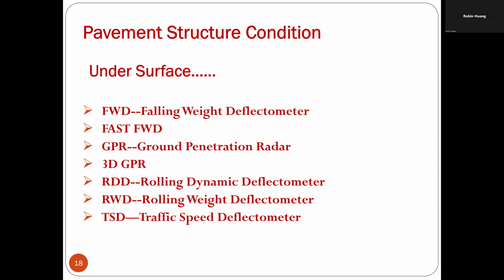And also the improved FWD, which does the measurement a little faster. Then there is the ground penetrating radar. The antenna radiates an EM pulse into the ground. Then you measure the reflected wave, and then you can build the underground layers of the surface.